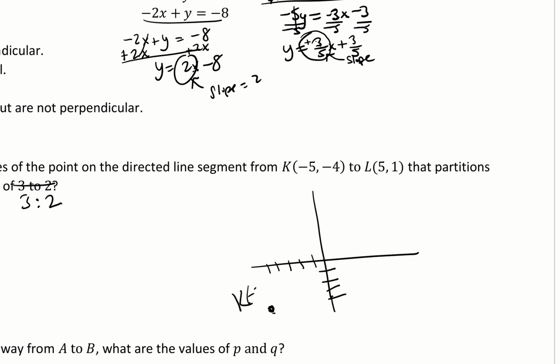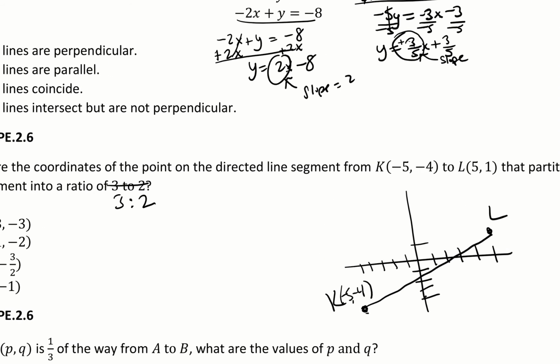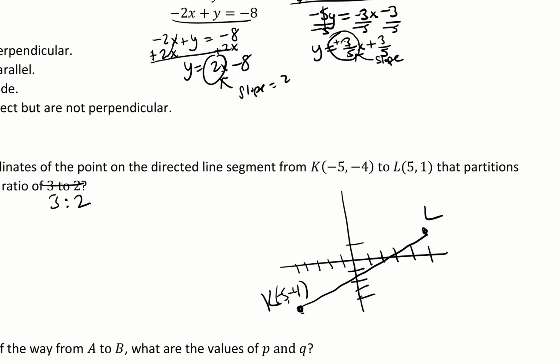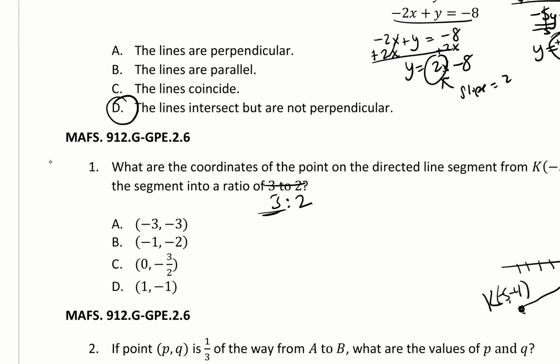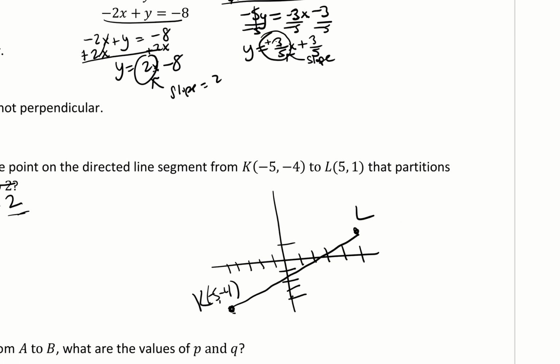That's K, which is negative 5, negative 4. And then L is 1, 2, 3, 4, 5, 1. So this is my line segment. And then you want to say, where should I put a point to break it into 3 parts on the left side, 2 parts on the right side?